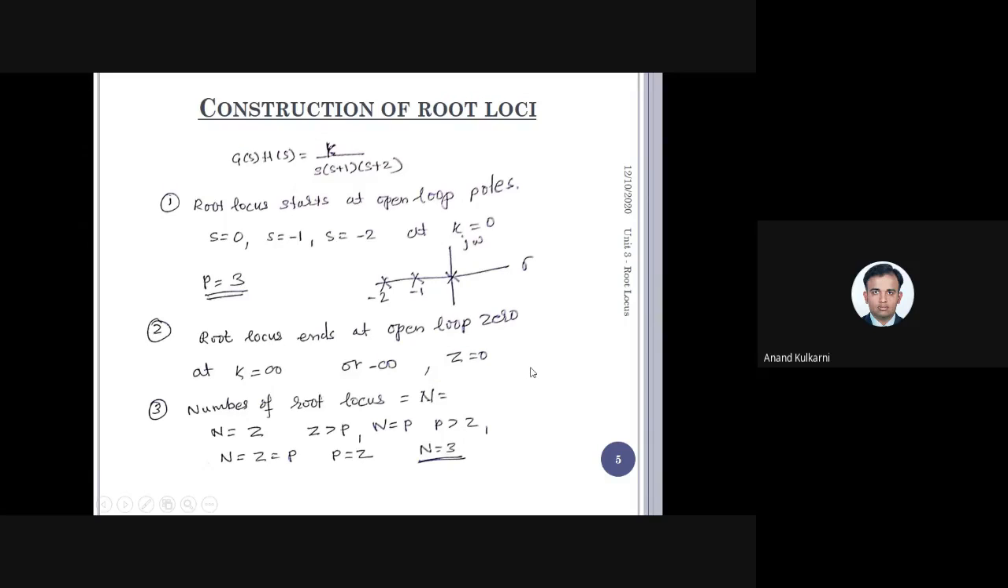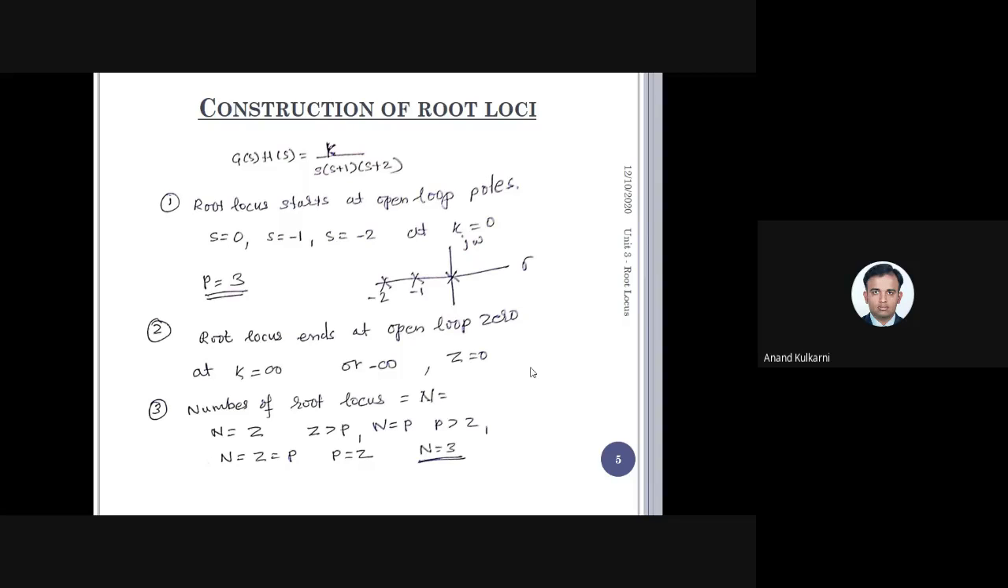Now, there are 8 rules for construction of the root locus. This is an approximate method of drawing the plot, just like the previous plot. So for that purpose, I will discuss those 8 rules. See, these 8 rules are not like a Bible. From book to book, the number of rules will vary, but the gist is the same.